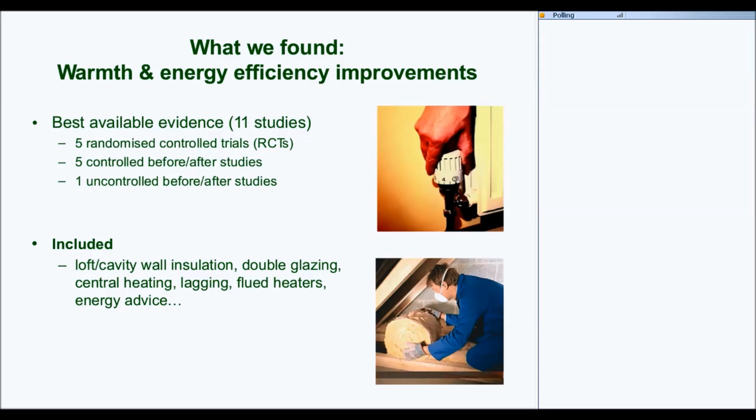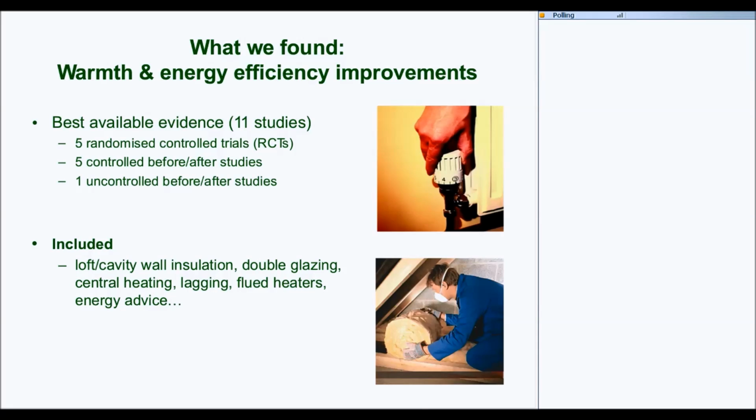So in terms of the warmth and energy efficiency improvement, the studies that we found that were what we would call the best available evidence were a mix of 5 randomised trials, 5 controlled before and after studies, and one uncontrolled before and after study. And there were 4 other studies that we graded to be at a high risk of bias, and we didn't include them in the synthesis.